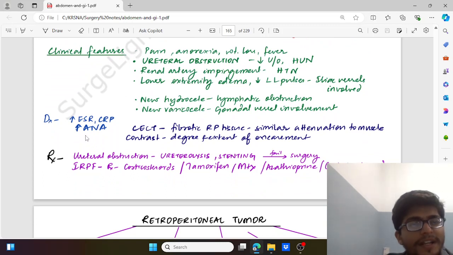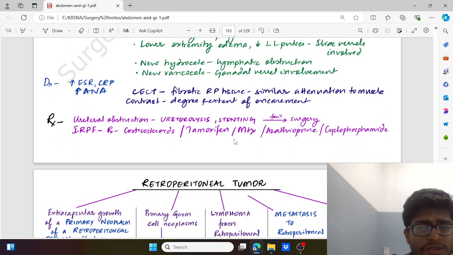Diagnosis will be through raised ESR, CRP, and ANA. Clinical imaging in the form of CECT, which will show fibrotic retroperitoneal tissue similar to the attenuation to the muscle, and contrast will help us in degree and extent of the encasement of the vessel. So contrast and CT scan is the investigation of choice.